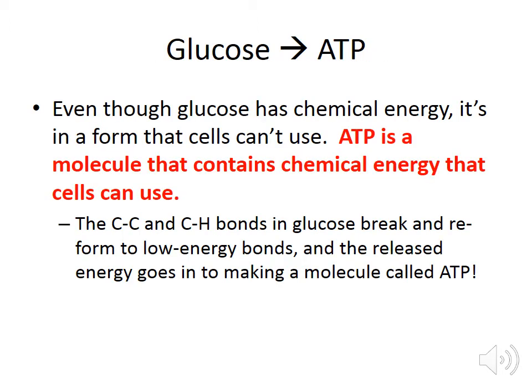So let's talk about this transformation of energy from glucose to energy in ATP. So even though glucose has chemical potential energy, it's in a form that cells can't use. So it turns out that ATP is a molecule that contains chemical energy that cells can use. So to make ATP, the C-C and C-H bonds in glucose break and reform into low energy bonds in carbon dioxide and water, and the released energy from this chemical reaction goes into making a molecule called ATP.